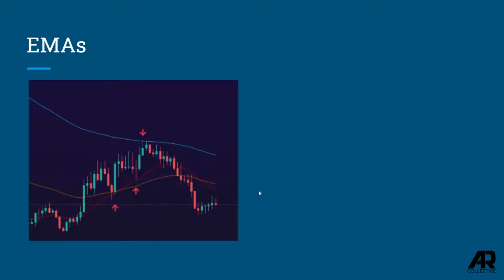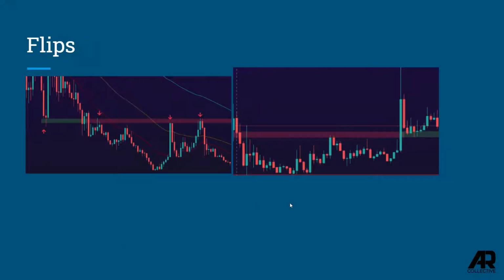We also have EMAs or exponential moving averages, or MAs, which we will also talk about in a later video, but they can also act as support and resistance. And now we will talk about flips.